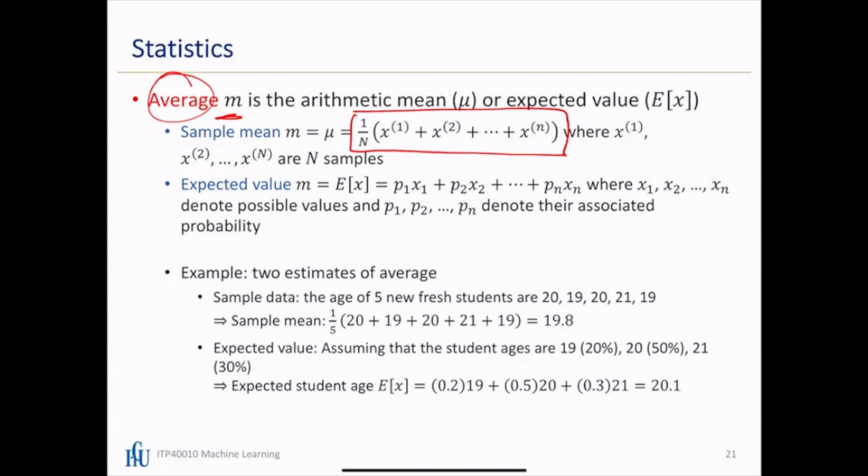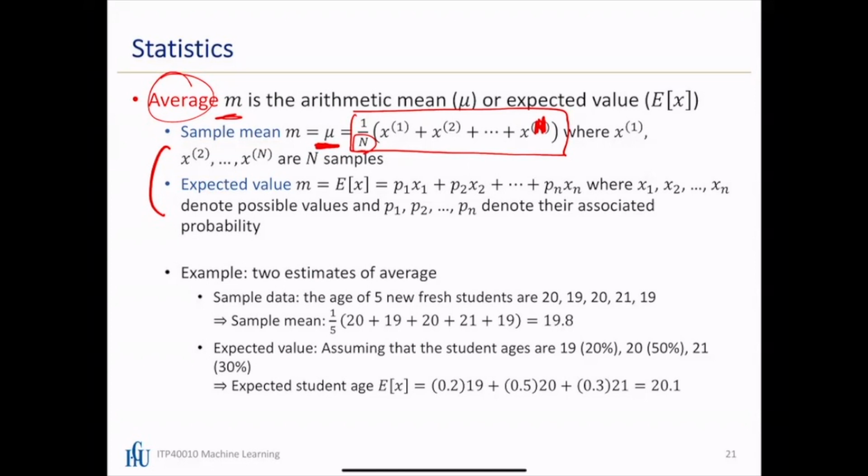But speaking of average, there are two possible options. One is the sample mean. You have a sample of N different samples, capital N. Taking the sum and dividing by N, you can come up with the mean value. We often use the notation mu to represent the average.